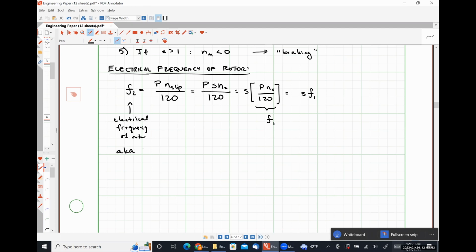This is also called the slip frequency of the machine. Typically speaking, it's going to be small. So if the electrical frequency of our stator is 60 hertz, we should expect our slip frequency to be somewhere in the ballpark of 1 to 3 hertz. Okay. All right.